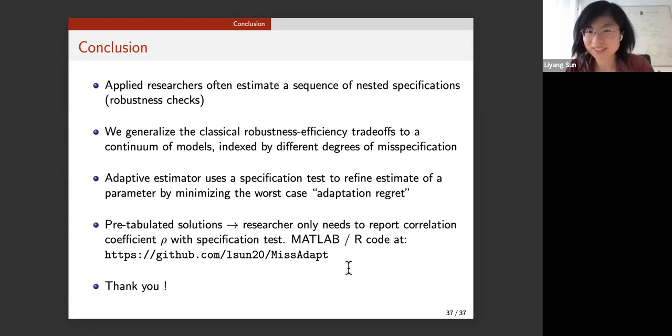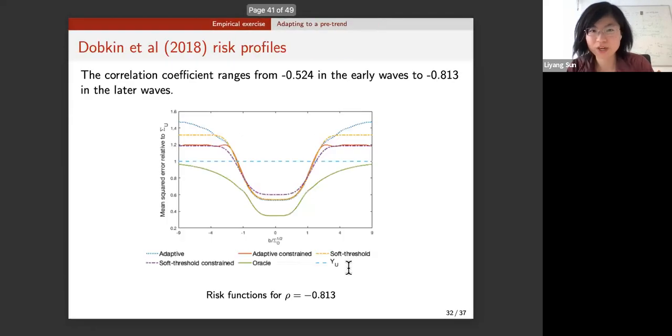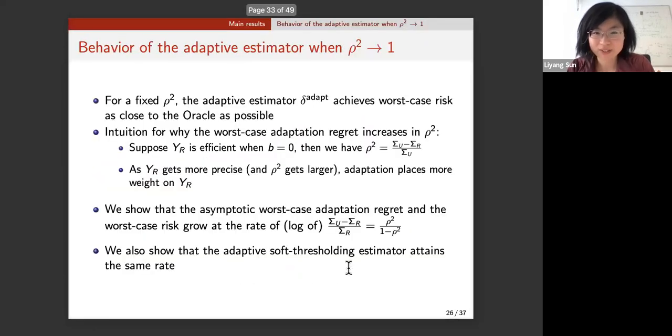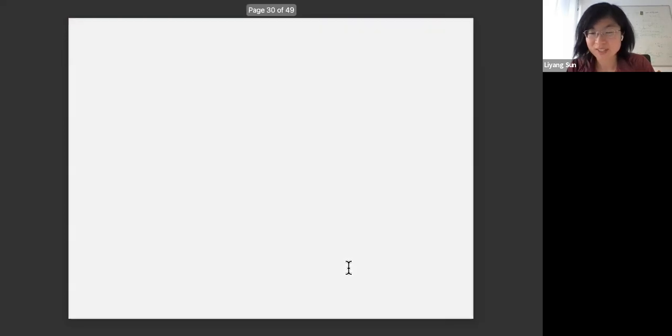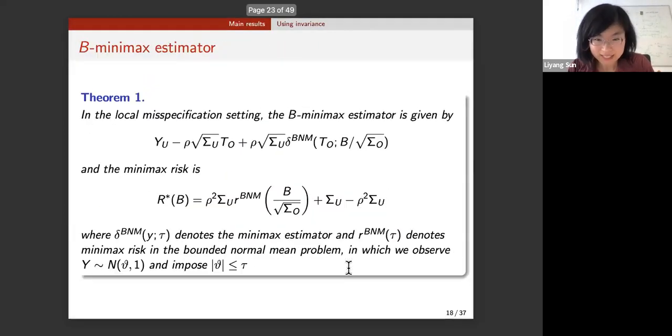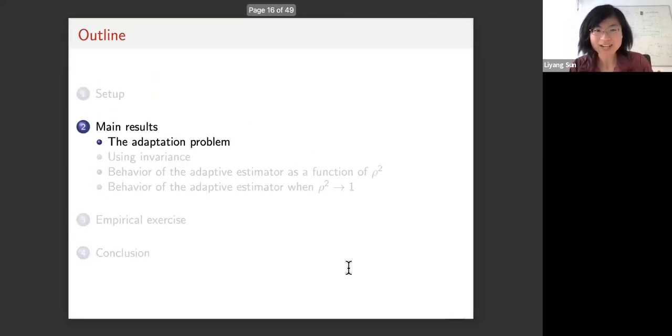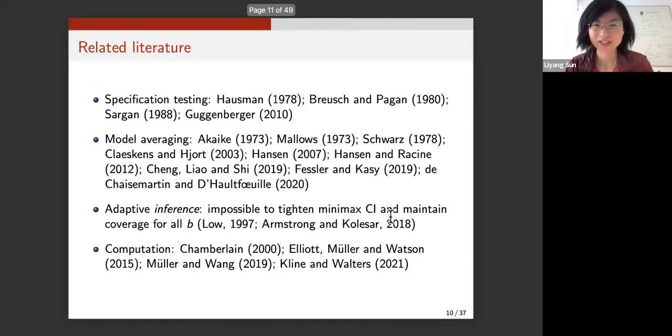Yeah, so inference in the classical sense of controlling uniform coverage is not able to improve more compared to the minimax confidence interval. So that would just be the confidence interval based on the robust estimate. So for that, we don't have more to say. But if we are willing to redefine inference based on different criteria, then there might be room for improvement. Yeah, so not much to say yet.